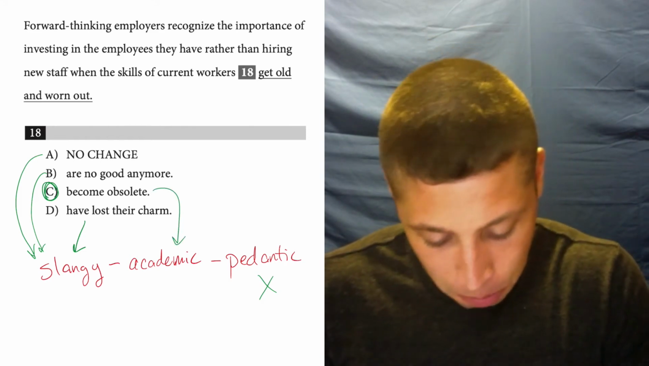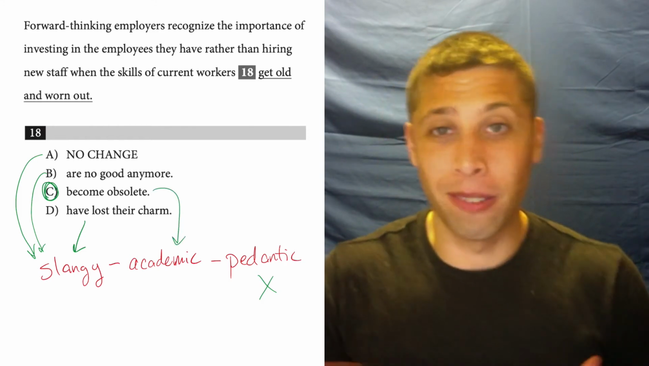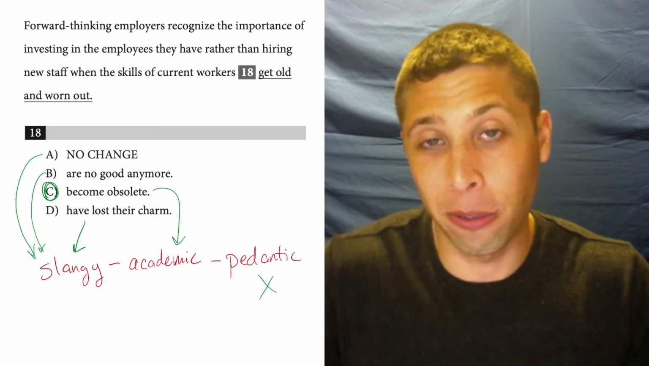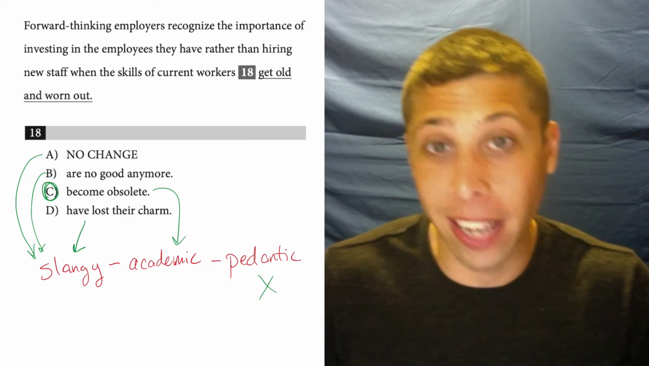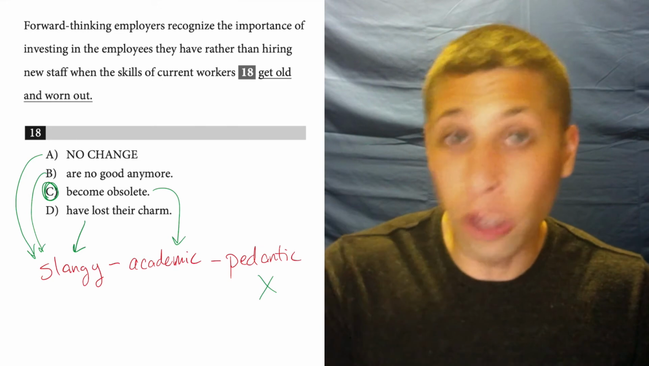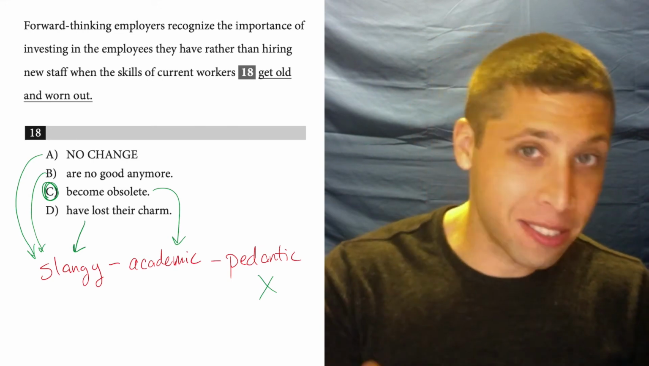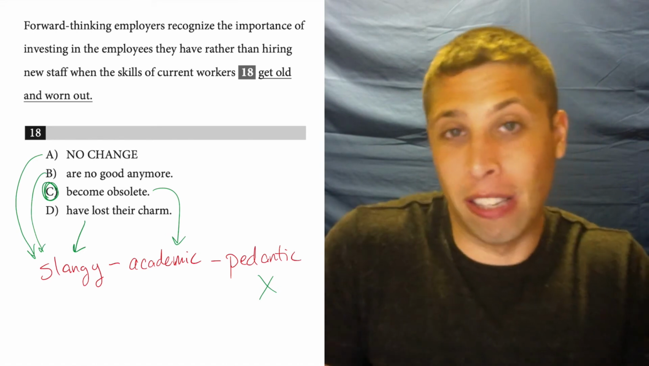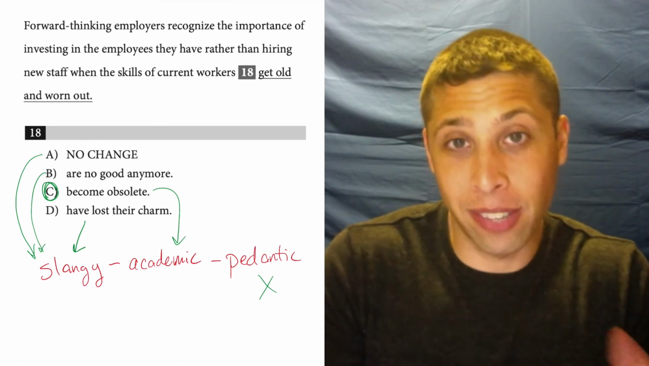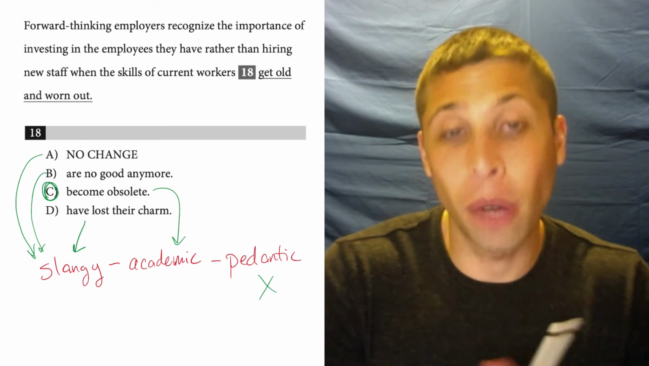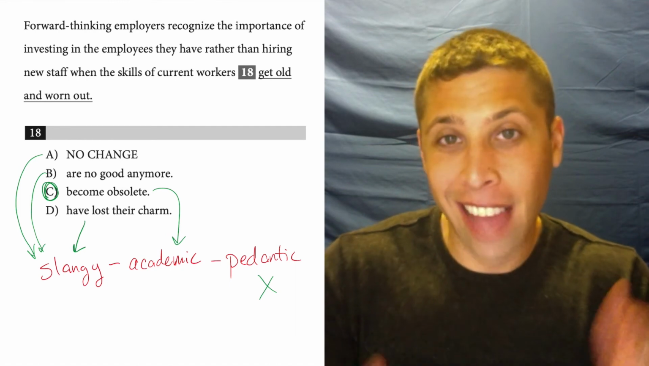And obsolete is an academic word. It fits perfectly for what we want. It's a smart enough word that you're probably not using it every day in your life, but you would use it for a paper because you know what it means, hopefully, and it fits the meaning. So it's useful in this way of saying a skill has become obsolete. So yeah, that's the best fit.